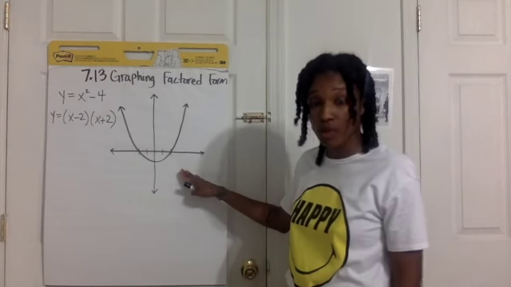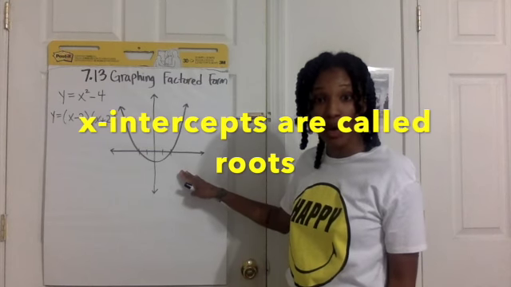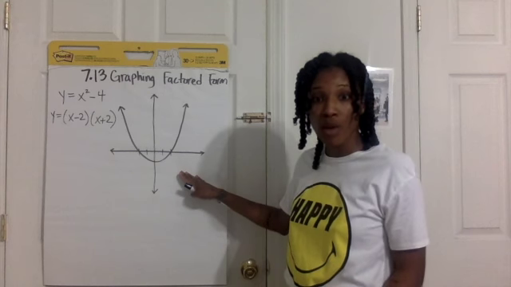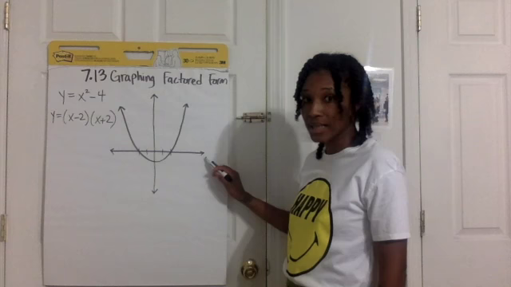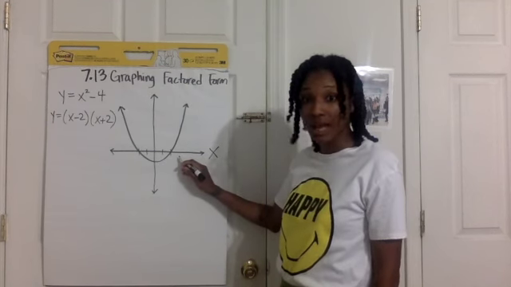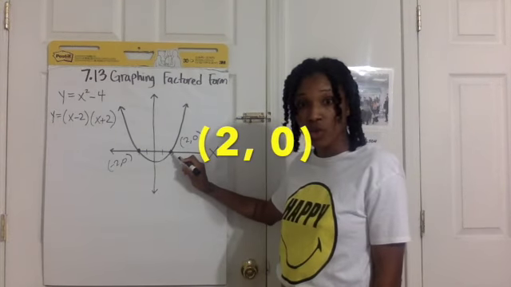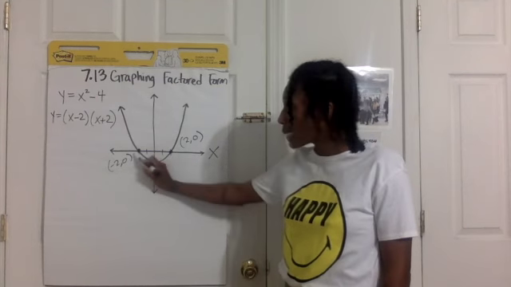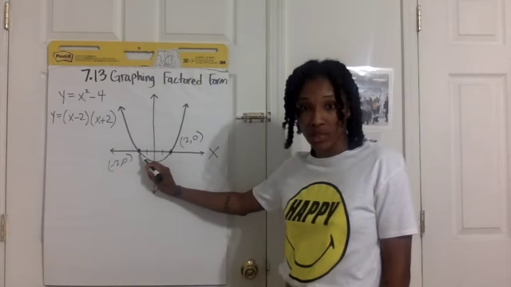One important part of the graph is the x-intercepts, also known as the roots. So I'm going to identify the roots of this graph. The roots are always on the x-axis. So this axis is my x-axis. So that's the axis that I'm going to look at to find my roots. So right here is (2, 0). My parabola crosses the x-axis. And my parabola crosses the x-axis again here at (-2, 0).